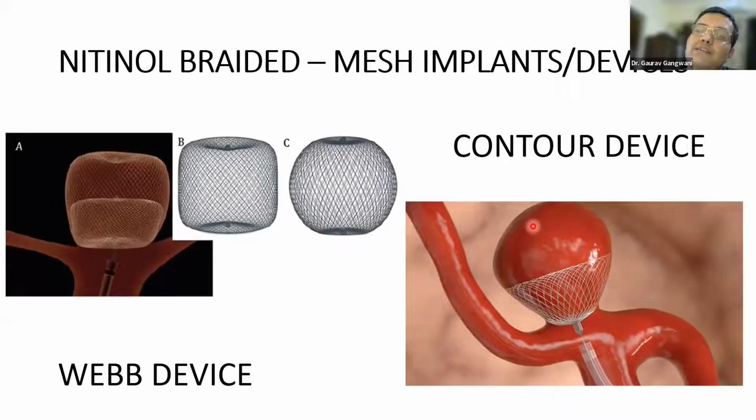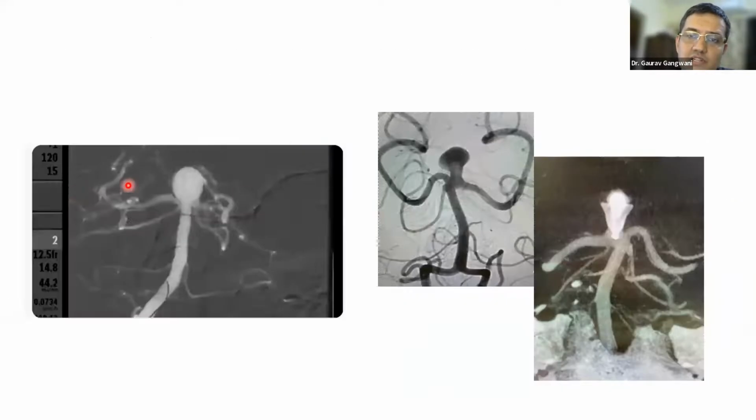And now for wide neck aneurysms, more and more alternative options are coming up. Like you have the Web device from Microvention, and you also have the Contour device from Cerenovus, and you can use them. This is a case where a Contour device was used and well placed, and it caused near complete stasis almost instantly. And this is a basilar top aneurysm where a Web device is being placed.